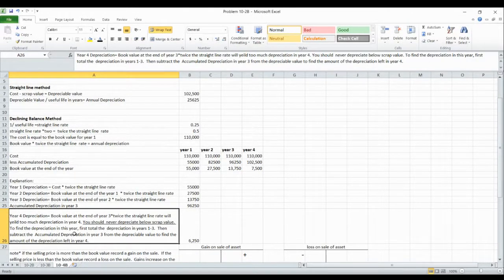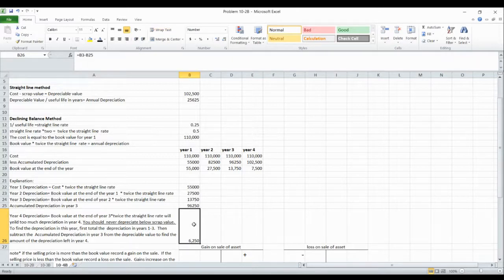To find the depreciation in this year, first we would need to know what the accumulated depreciation is up to year three, and it is $96,250. Then we would subtract this accumulated depreciation from the depreciable value. Remember, the depreciable value is your cost minus your scrap value. So the depreciable value was $102,500. We will subtract the accumulated depreciation from that, and that will leave us with the depreciation expense in the last year.